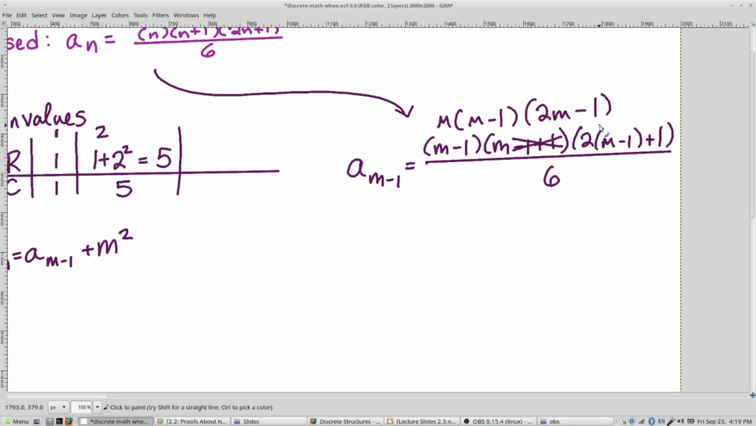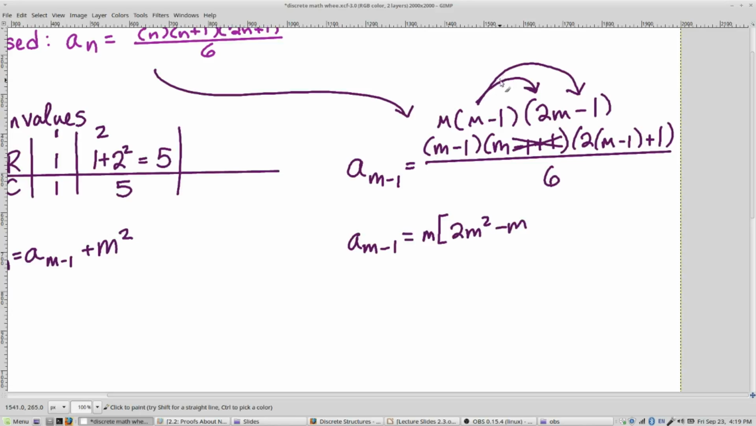Okay, so we have these, and we can multiply them out. So a sub m minus 1, if we FOIL these, we end up getting 2m squared, and we'll keep this other m on the outside for now. We get 2m squared minus m.